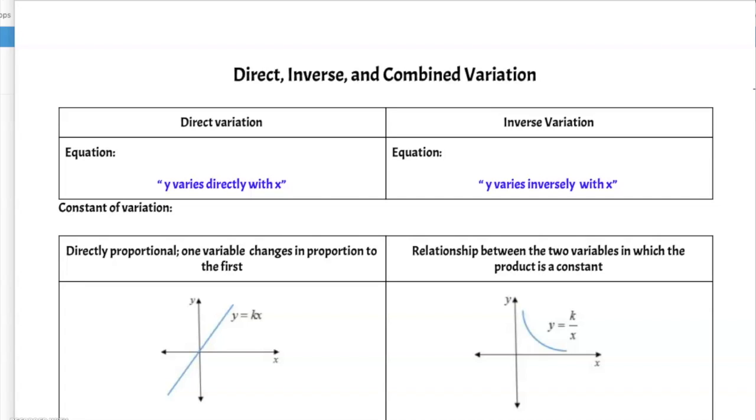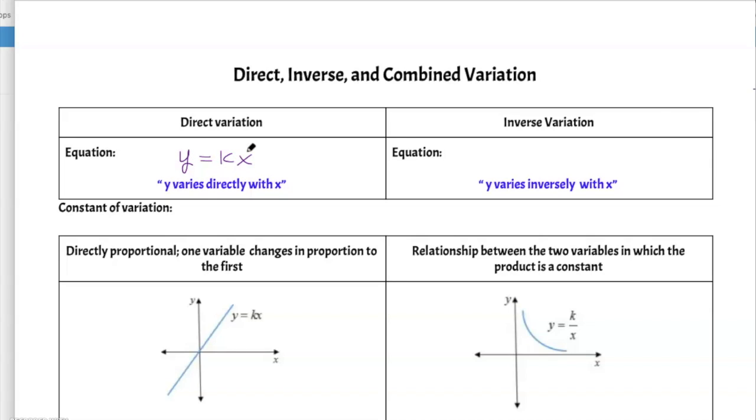Today we're going to be looking at direct and inverse variation. So when we think about variation, what we're thinking about is what are the variables doing? So in direct variation, we'll have the equation y is equal to kx. And we again read that as y varies directly with x.